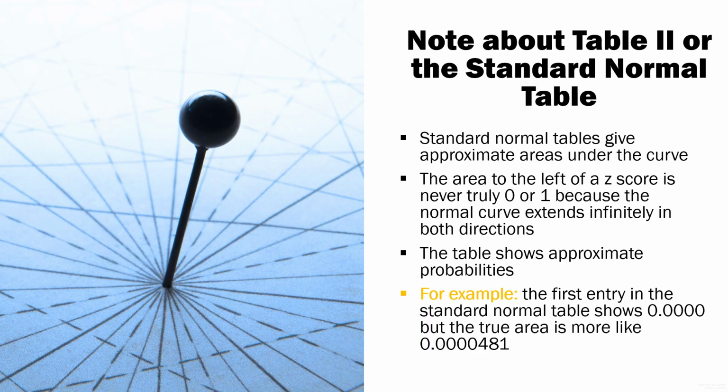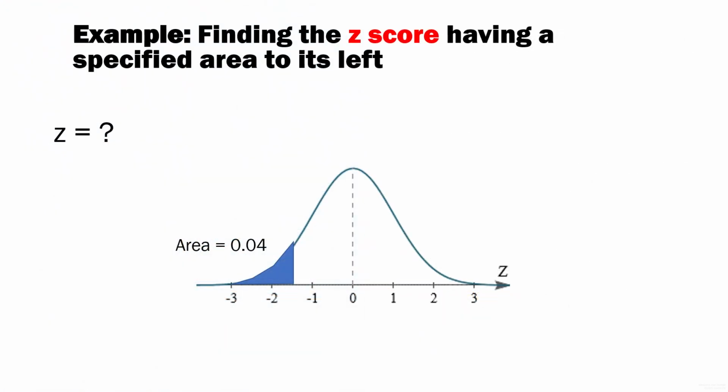For example, the first entry in the standard normal table shows 0.0000, and you'll see that there's usually always 4 decimal places. But the true area is more like 0.0004881, and again, this is infinite, so it will go on forever.